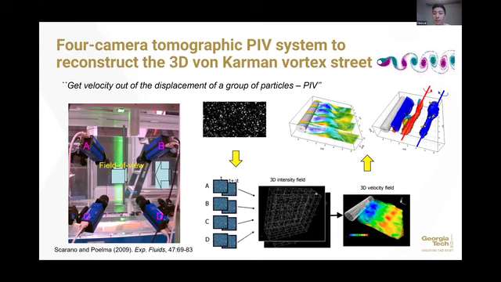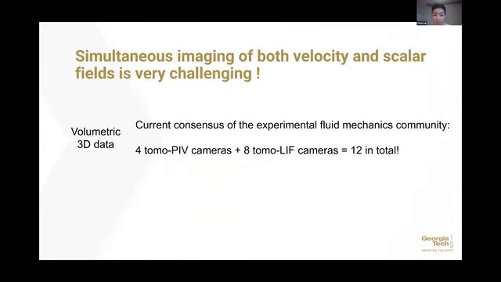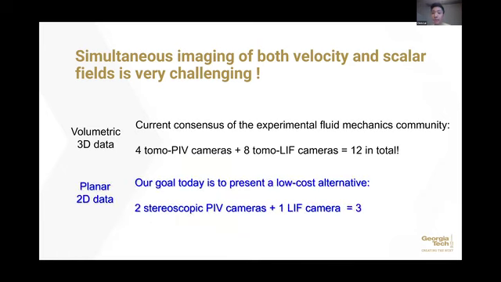And kind of the reason why we want to do that is if you now want to do a volumetric measurement of the velocity and density field, you need a lot of cameras. And a basic tally will tell you that you need 12 cameras to do the job. And in the Experiments in Fluids paper, what we are saying is that we can do the same job with only 3 cameras. So this is a huge cost saving for the experimentalists working in the lab.